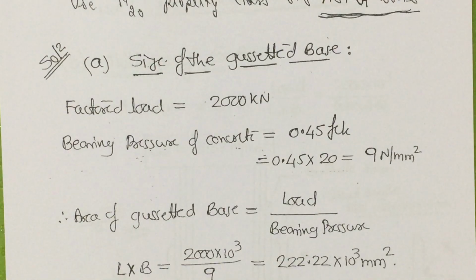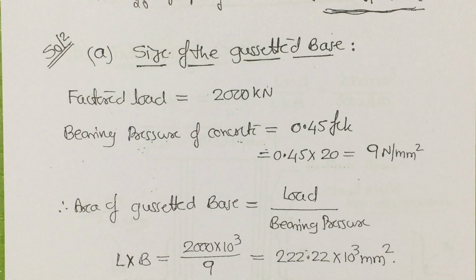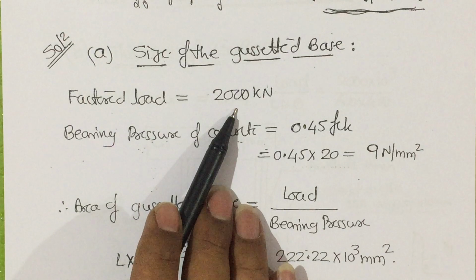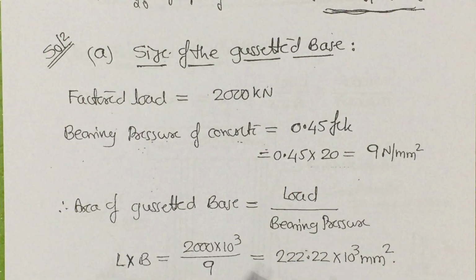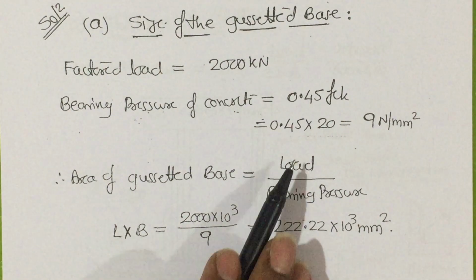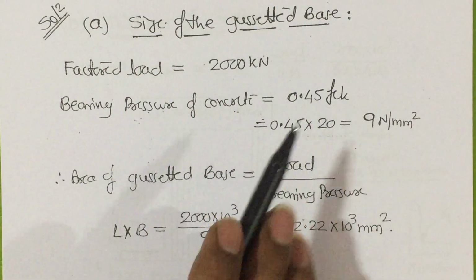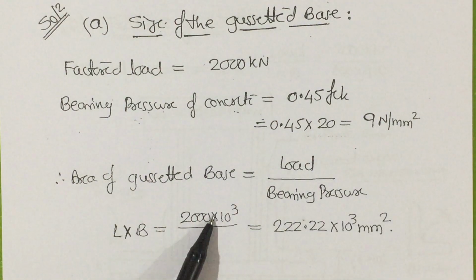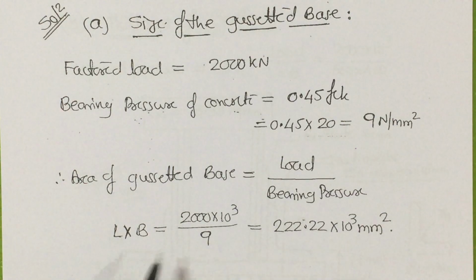Now, let us look into the steps. This problem we are going to solve in 4 simple steps. First, size of the gusseted base. Factored load is given directly as 2000 kilonewton. Therefore, area of the gusset base is given by load by bearing pressure, that is factored load by bearing pressure. Bearing pressure is given by 0.45 fck. fck is given as 20. We get it as 9. So, substitute, you will get 222.22 into 10 power 3 millimeter square.